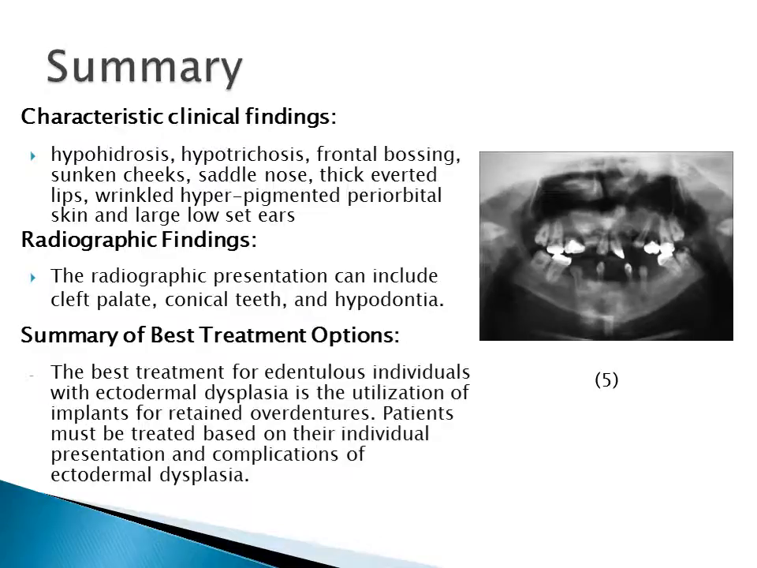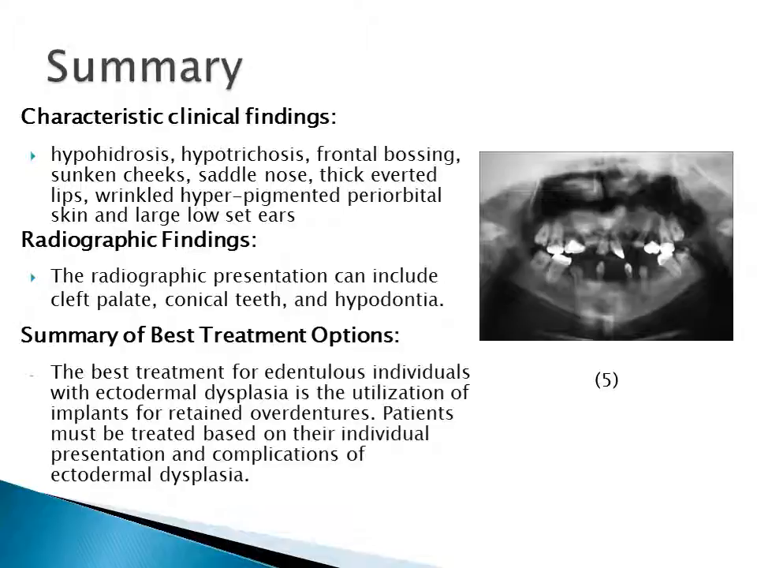In summary, the characteristic clinical findings of ectodermal dysplasia are hypohidrosis, hypotrichosis, frontal bossing, sunken cheeks, saddle nose, thick, everted lips, wrinkled, hyperpigmented periorbital skin, and low-set ears. Radiographic findings. The radiographic presentation can include cleft palate, conical teeth, and hypodontia.